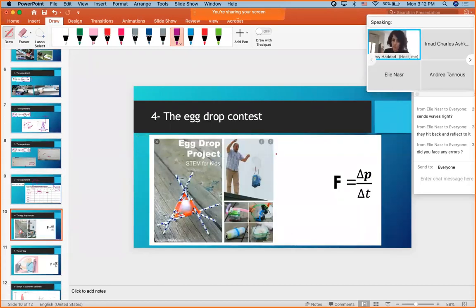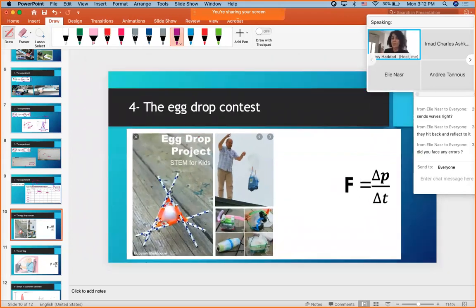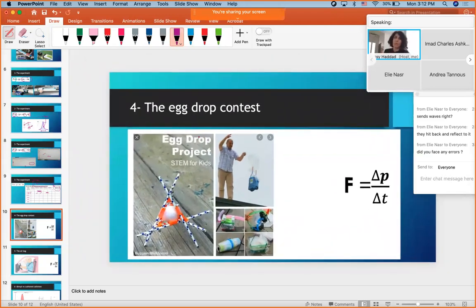What is the egg drop contest? It's a big competition that happens in schools, departments around the world. It's famous. You can Google it, you can find it on YouTube. The question is, you have a raw egg and you need to throw your raw egg from a certain height and it should not break. So therefore you need to protect it.